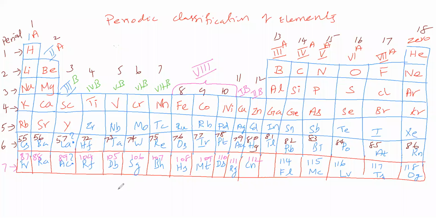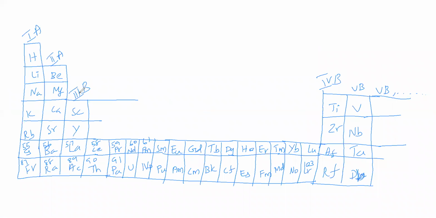Now in the periodic table, group wise, we will see the first group. 1A group contains 7 elements. 2A group contains 6 elements. How many elements does the 3B group contain? We will see. 3B group contains 1 scandium, 2 yttrium, 3 lanthanum, 4 cerium.